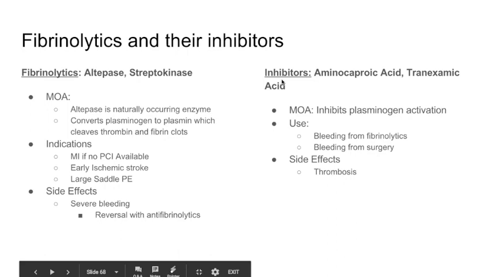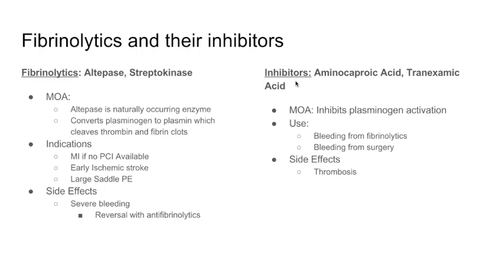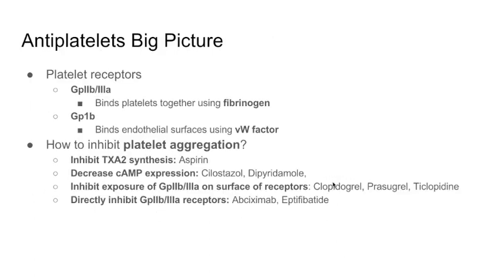Which brings us to our next class, which is the antifibrinolytics, or the inhibitors of fibrinolysis. These are aminocaproic acid and tranexamic acid, and they pretty much antagonize the fibrinolytics. So they inhibit plasminogen activation. If you inhibit plasminogen activation, then you can't break the clot that you've made, and you're going to have a clot. So they're used for bleeding, bleeding from fibrinolytics or bleeding from surgery. If you have cardiac surgery or traumatic surgery, you can use these medications. Side effects, of course, is thrombosis.